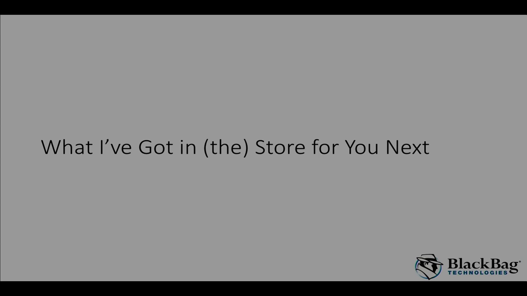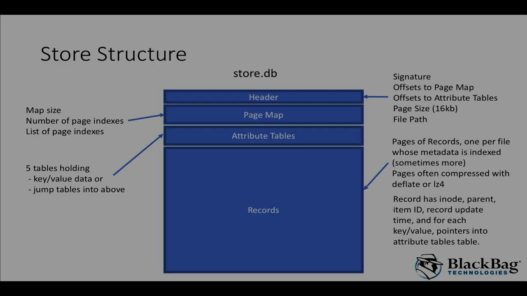Store.db is where all the good stuff is. It's a pretty complicated file format, but the basics are it starts off with a header with a known signature, and the header part has pointers to other things that we care about, including a page map, which keeps track of which pages are in use inside of this database-looking creature that we're gonna look at a little more deeply.